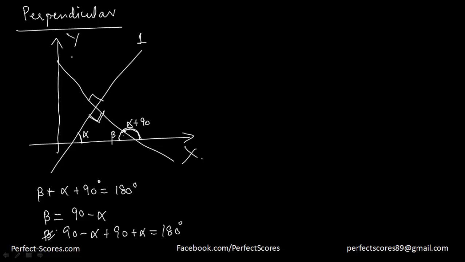So let's suppose this is line 1 and this is line 2. The slope of line 1 would be equal to tangent of alpha, and the slope of line 2 would be equal to tangent of 90 plus alpha, right? So that is there. The slope of line 1 is tangent of alpha, and the slope of line 2 is equal to tangent of 90 plus alpha.